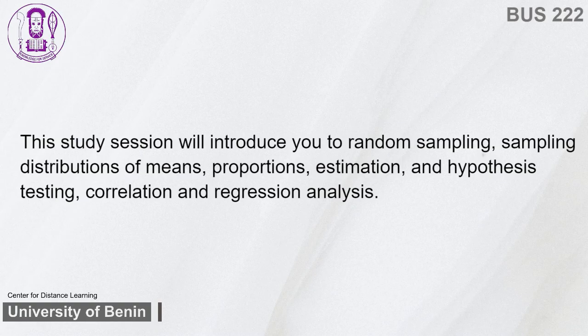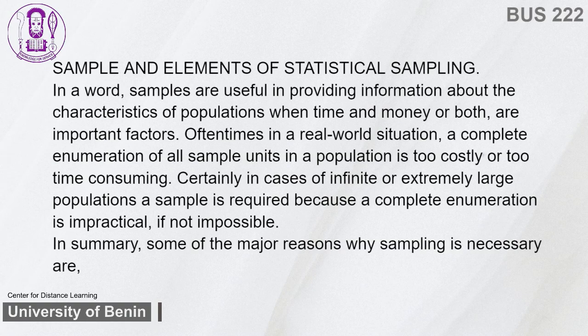and regression analysis. Sample and elements of statistical sampling. In a word, samples are useful in providing information about the characteristics of populations when time and money, or both, are important factors. Oftentimes in a real-world situation, a complete enumeration of all sample units in a population is too costly or too time-consuming. Certainly, in cases of infinite or extremely large populations, a sample is required because a complete enumeration is impractical, if not impossible.